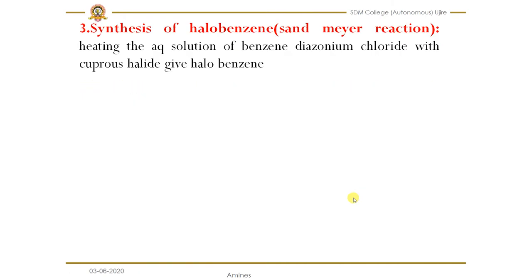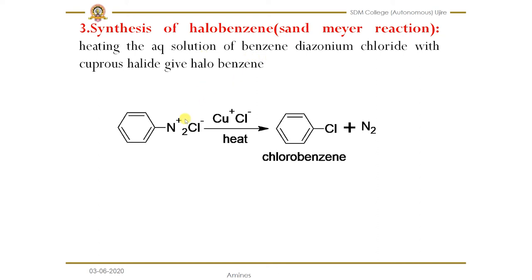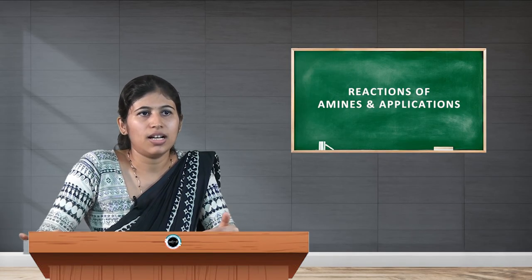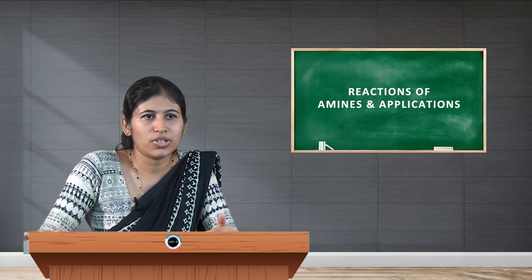And the synthesis of halobenzene is the Sandmeyer reaction. When you treat benzene diazonium chloride in aqueous solution with cuprous halides, here the example given is cuprous chloride, though you can take any other example, at higher temperature the diazonium group is replaced by halogen. So we'll get chlorobenzene. If you take bromo groups, you'll get bromobenzene, iodobenzene, etc. Similarly, in another reaction we get bromobenzene as a product.